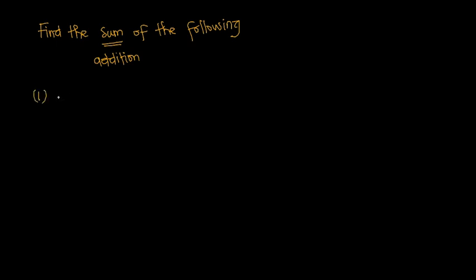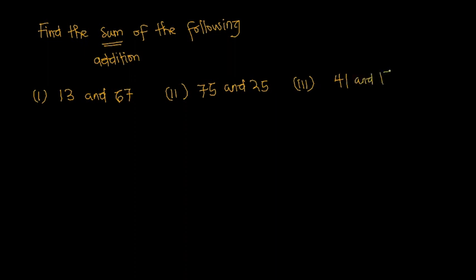we have to find the sum of 13 and 67, 75 and 25, 41 and 19. Alright, so let's go ahead and look at the solution for this problem. So the question demands that we find the sum of the following numbers or digits. So let's look at the solution.